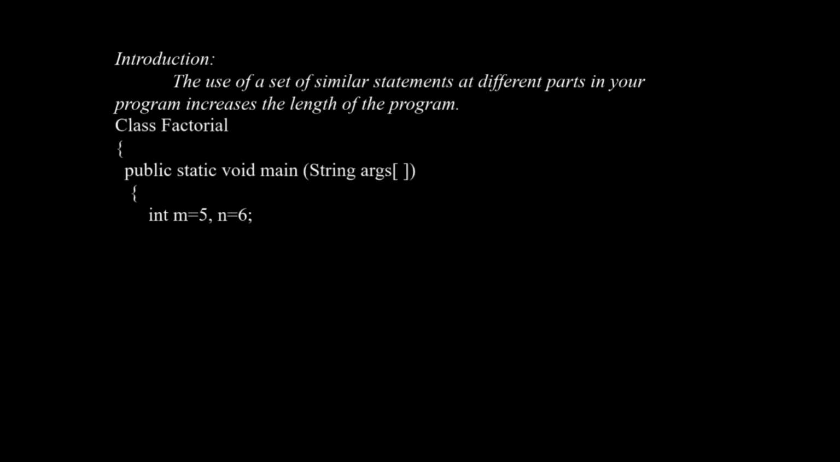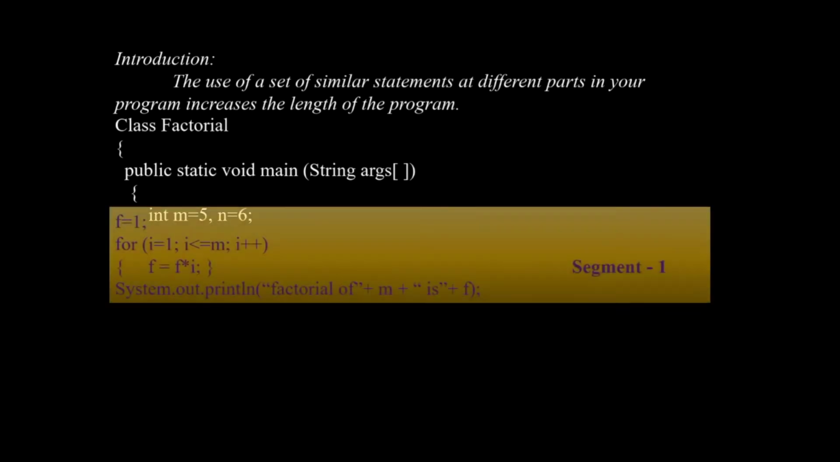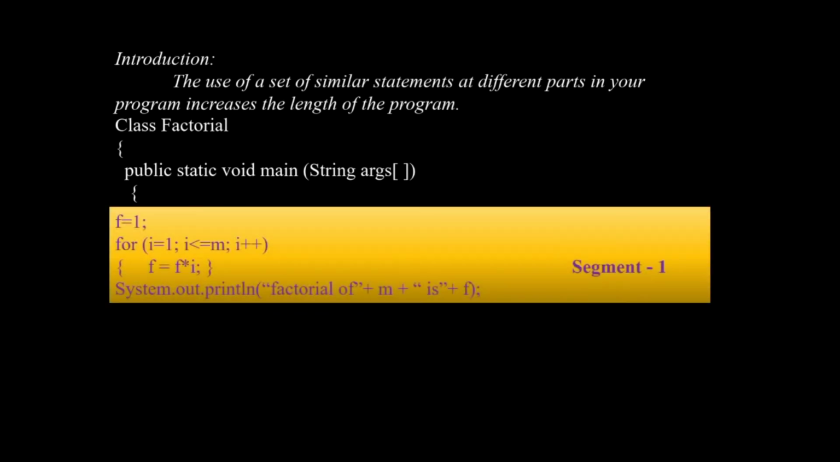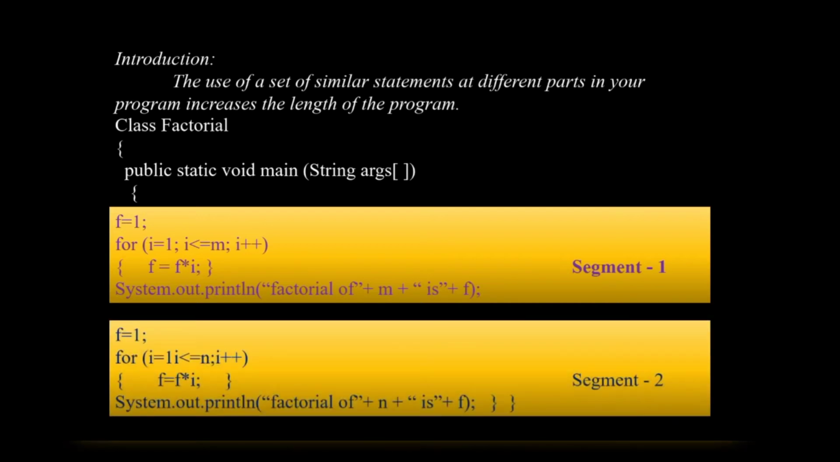Introduction. The program shown finds the factorial of two integers. The first segment finds the factorial of m and the second segment finds the factorial of n. Here you can notice that both the segments are used for the same purpose. It not only increases the length of a program but also occupies more memory space.